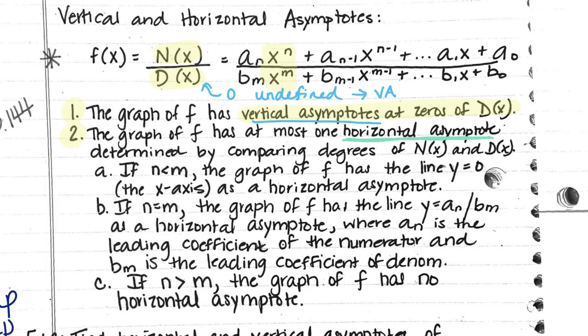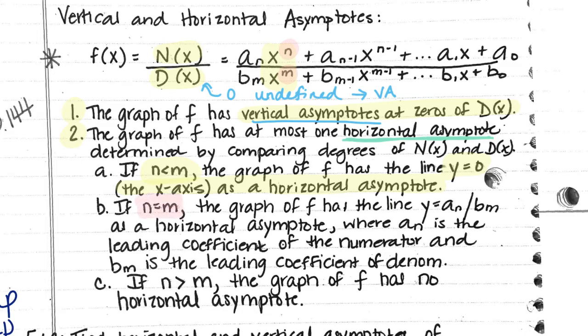The first thing is talking about n is less than m. Now notice we're talking about these right here, the exponents. When it's in descending order, the n is less than m. If that is the case, then the graph of f has the line y equals 0 as a horizontal asymptote. And as you notice, that's right on the x-axis.